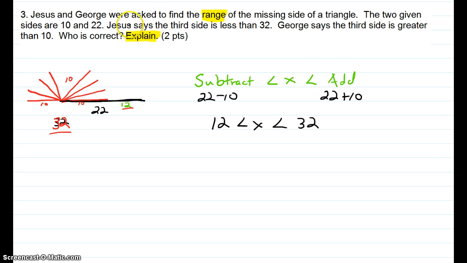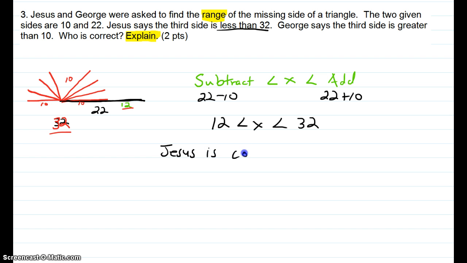So now if we look at it, Jesus says the third side is less than 32. If you were to pick a number that's less than 32, that would work as long as the number he picks is also bigger than 12. Whereas George says the third side is greater than 10, and so greater than 10 could be 11, and that wouldn't work. So if I had to pick between these two answers, I would say Jesus is correct.